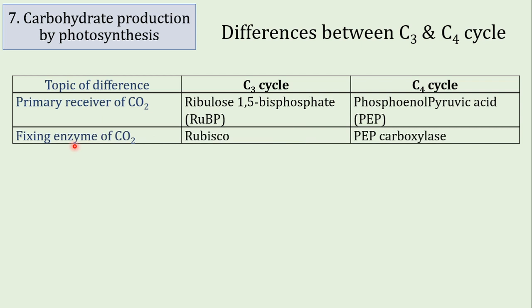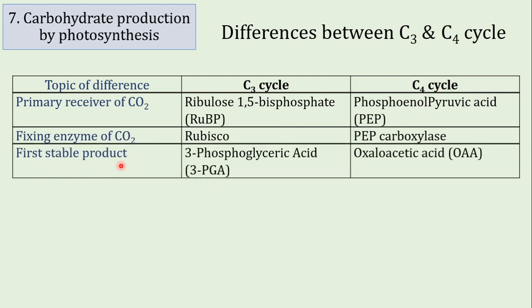The fixing enzyme of carbon dioxide in C3 cycle is Rubisco enzyme. In C4 cycle, the enzyme is called PEP carboxylase. The first stable product produced in the C3 cycle is 3-phosphoglyceric acid, that is a 3-carbon compound, and the first stable product in C4 cycle is called oxaloacetic acid, which is a 4-carbon compound.